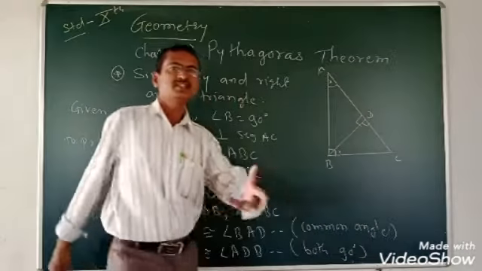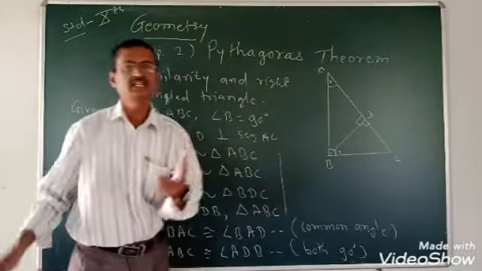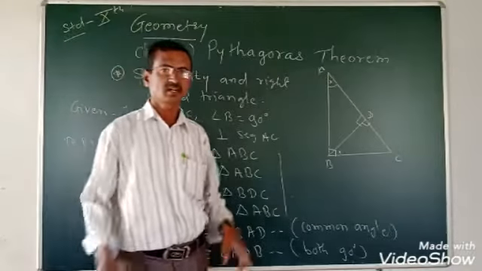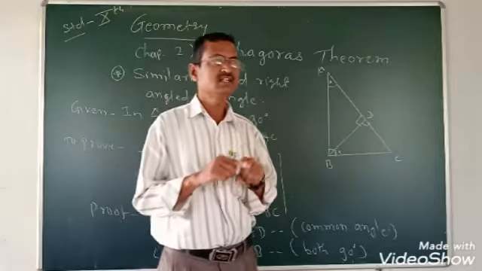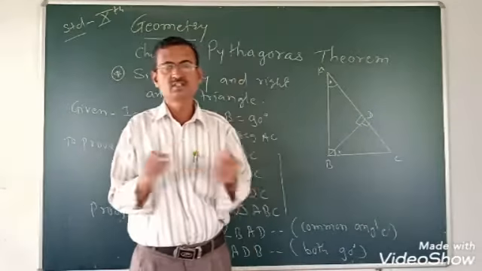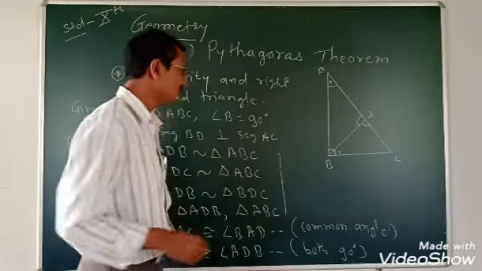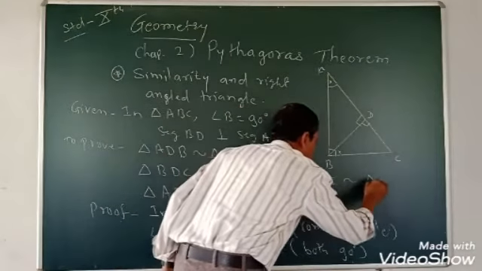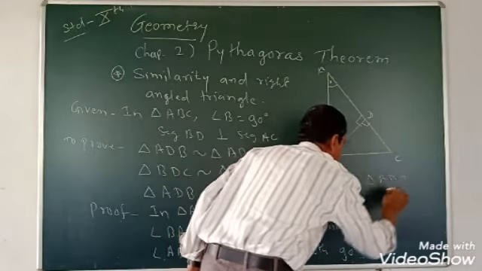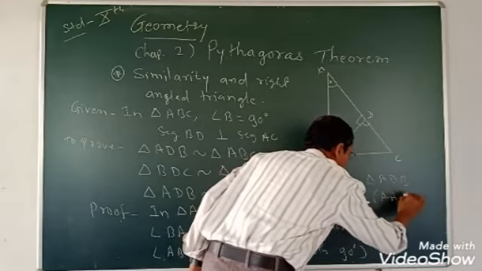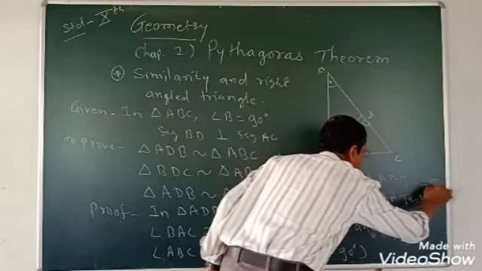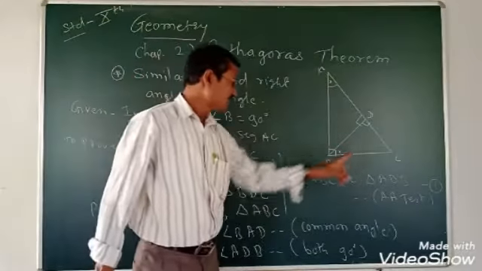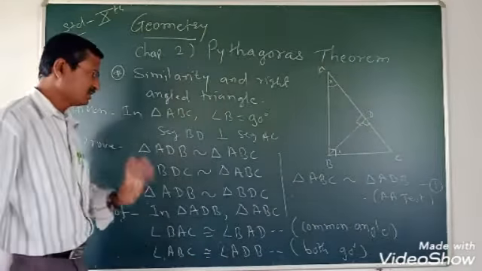Both 90 degrees. Means by our test of similarity, if two corresponding angles of two triangles are congruent, then the triangles are said to be similar triangles. Means by the condition of similarity, triangle ABC is similar to triangle ADB by angle test. Now suppose this is equation 1. Understood? Triangle ABC is similar to triangle ADB.